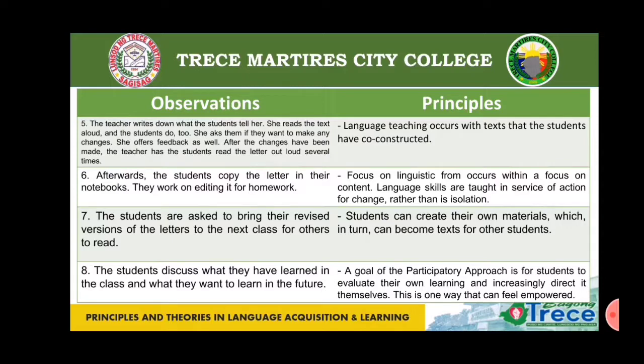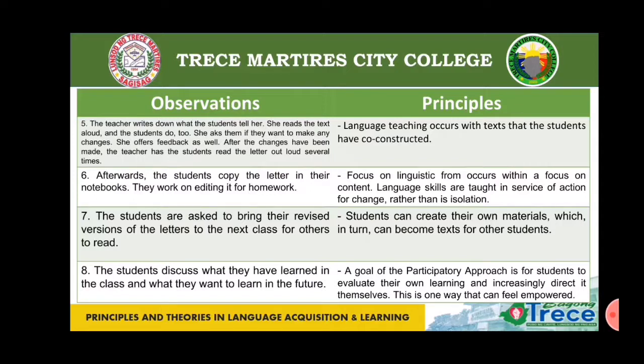So diba, when we are in a classroom setup, we give them a take home, or what we call homework, for them to edit something they wrote. So in that, we can act for a change rather than in isolation. So hindi natin sila ina-isolate. So nagfa-focus lang tayo about the content to edit kung ano pa yung maaaring ibahin.